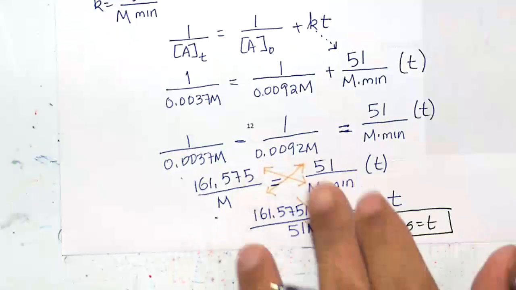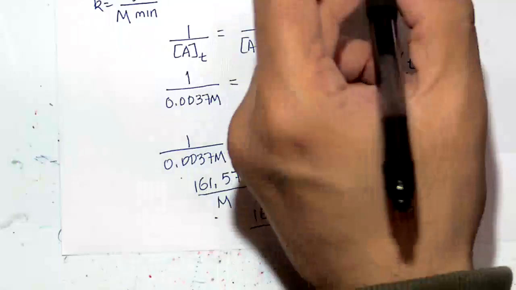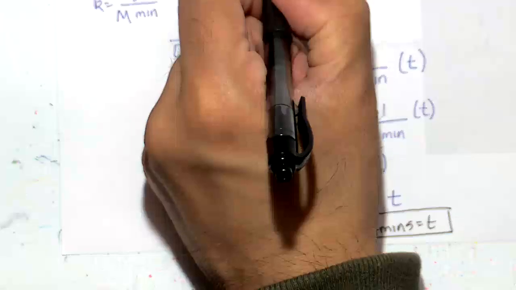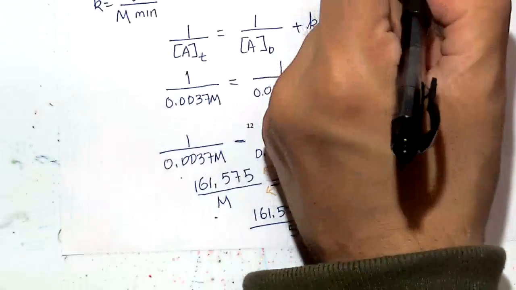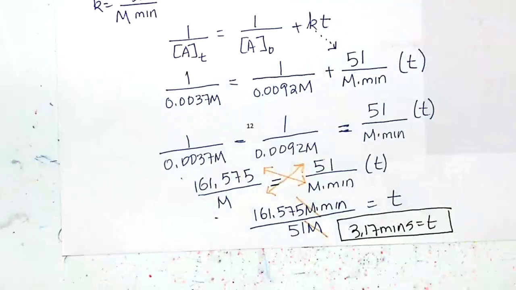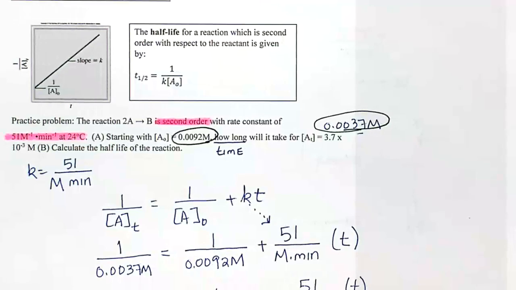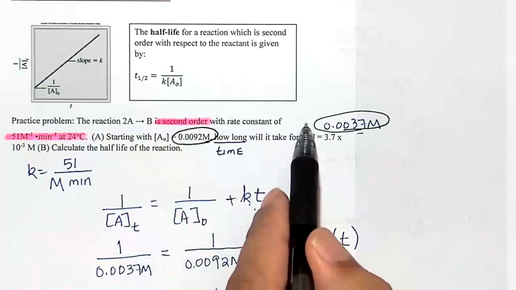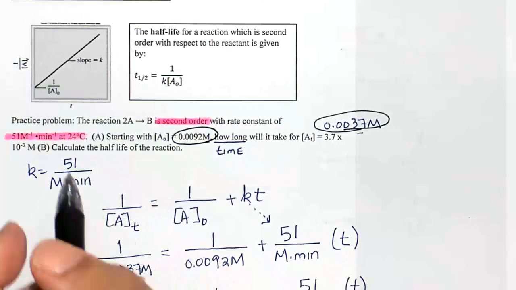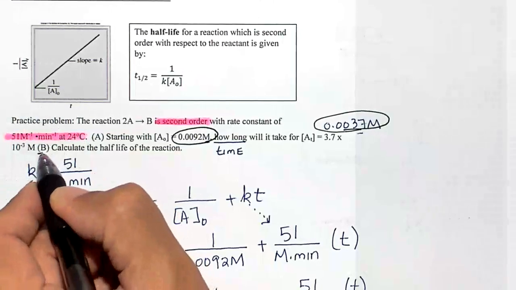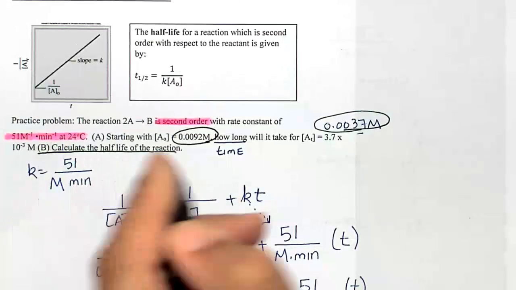Okay, so this is our answer. After 3.17 minutes, this will go down from decay, from initially 0.0092 to 0.0037. All right, let's finish up part B now. Calculate the half-life of the reaction.